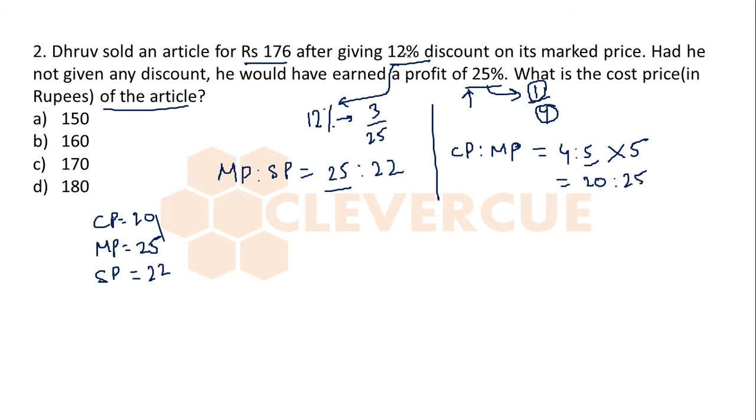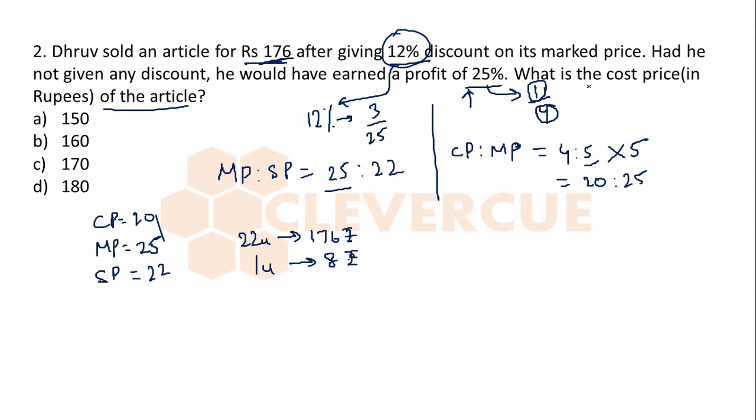Now after giving 12% discount, it is said that Dhruv sold the article for 176 rupees. So 22 units is equal to 176 rupees. That means 1 unit is equal to 8 rupees. Now we can find both cost price, selling price as well as profit earned through this article.